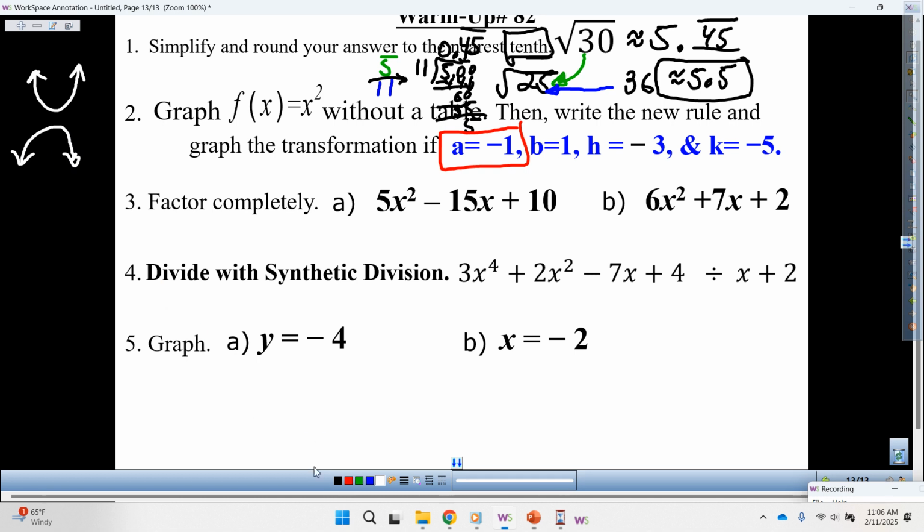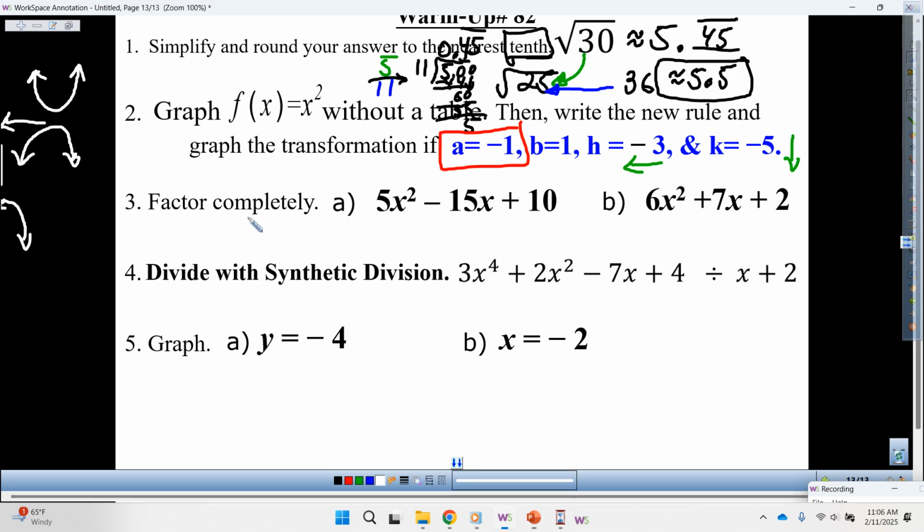And then we're going to move it according to the directions. What is the directions? H negative 3, that goes to the left 3 steps, and 5 down. 3 to the left, 5 down, so I go 3 to the left, 5 down, so it's going to end up somewhere over here.